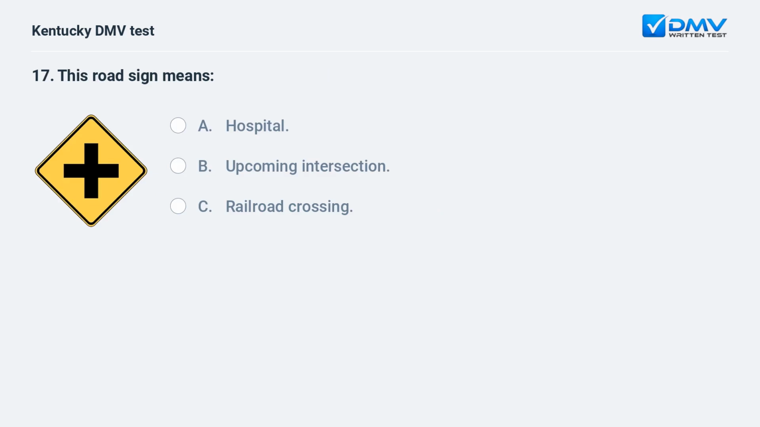This road sign means A. Hospital. B. Upcoming intersection. C. Railroad crossing.